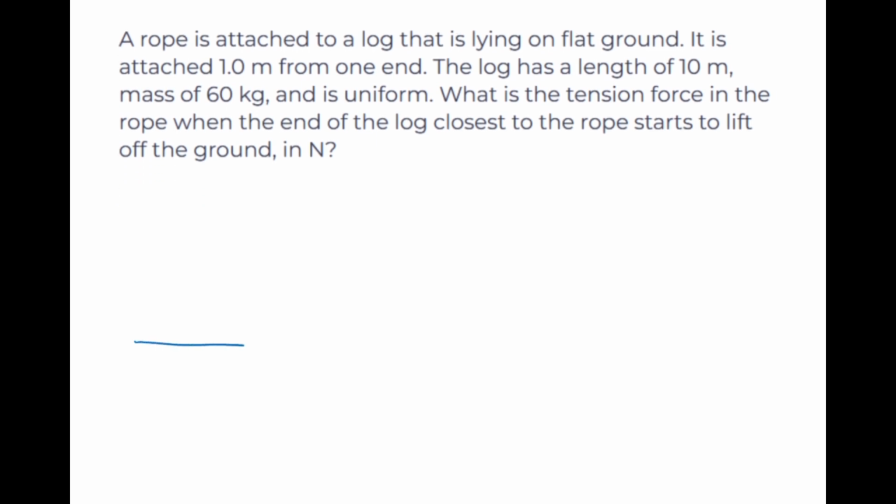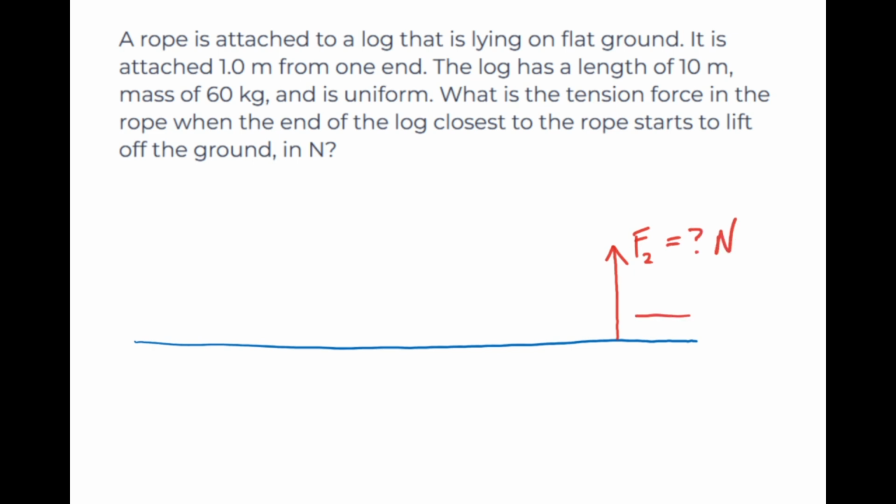This line represents the log. We know that the log's length is 10 meters. Let's draw the upwards force applied by the rope on the log 1 meter from the end. Let's call this F2. We need to find the magnitude of this force. The axis of rotation will be around the other end of the log, so the fulcrum can be drawn at the other end.